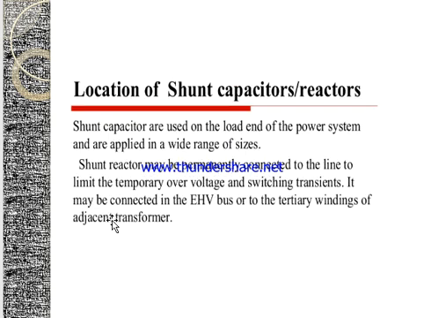The shunt capacitor is used on the load end side, where a wide range of sizes can be replaced. The shunt reactor may be permanently connected to the line to limit the temporary overvoltage and switching transients. It may be connected in the EHV buses or to the tertiary winding for an adjacent transformer.